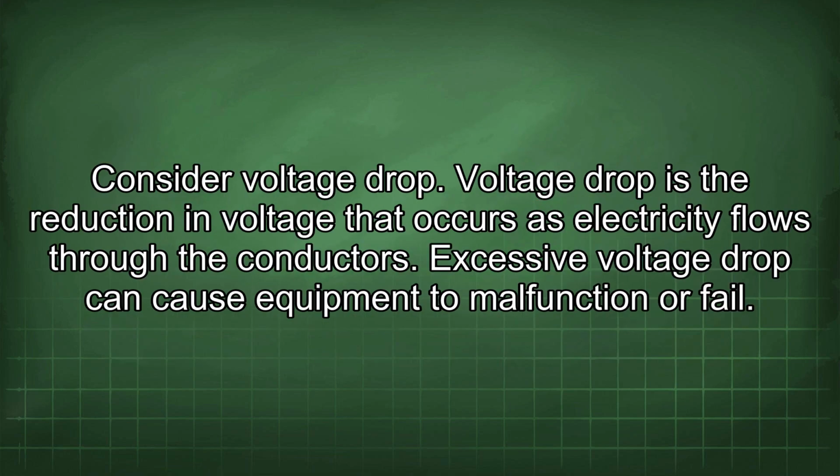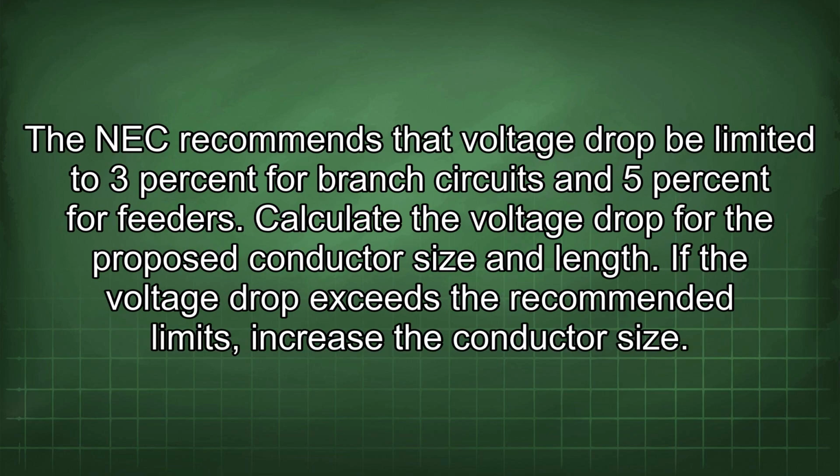Consider voltage drop. Voltage drop is the reduction in voltage that occurs as electricity flows through the conductors. Excessive voltage drop can cause equipment to malfunction or fail. The NEC recommends that voltage drop be limited to 3% for branch circuits and 5% for feeders. Calculate the voltage drop for the proposed conductor size and length. If the voltage drop exceeds the recommended limits, increase the conductor size.